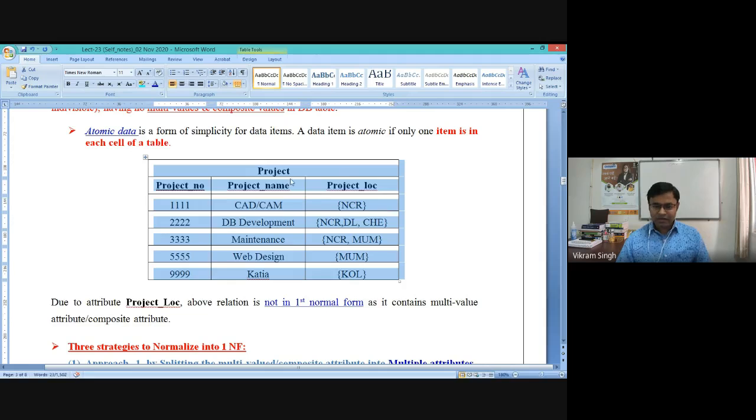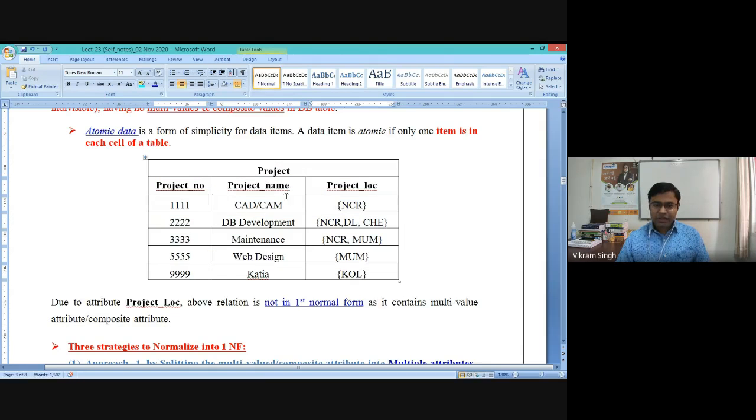This is the original relation given, project. Initially, it is not normalized. It is not qualifying any normal form condition. If you see the attribute project location, this value is atomic, it does not have any second value. It is having only one single value, right?